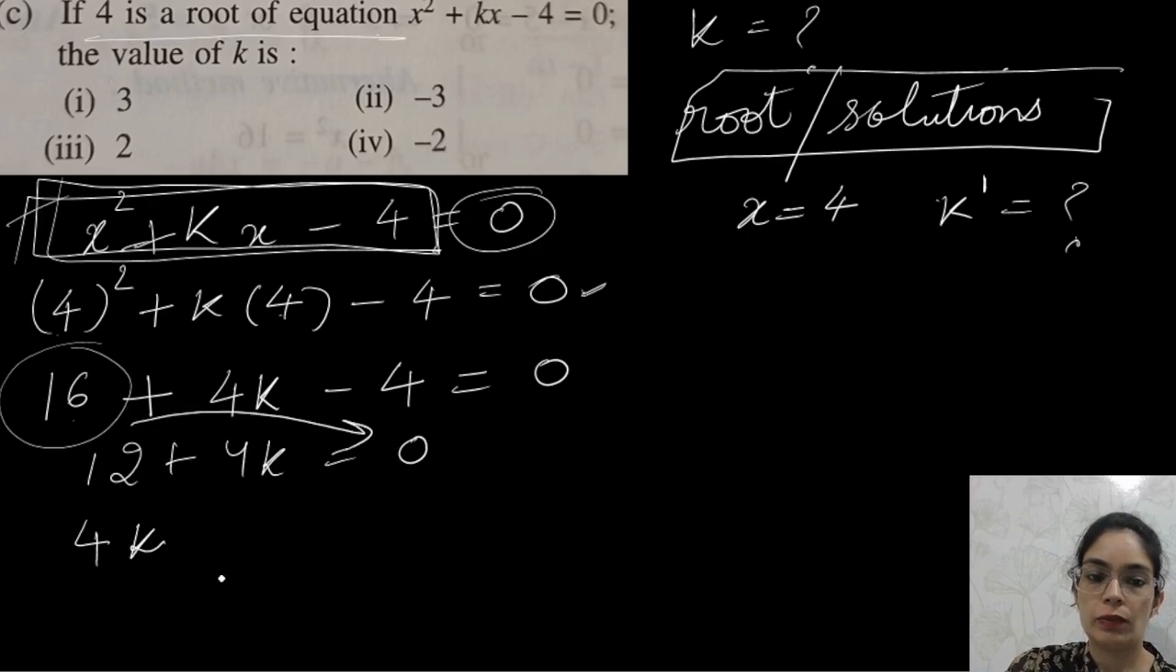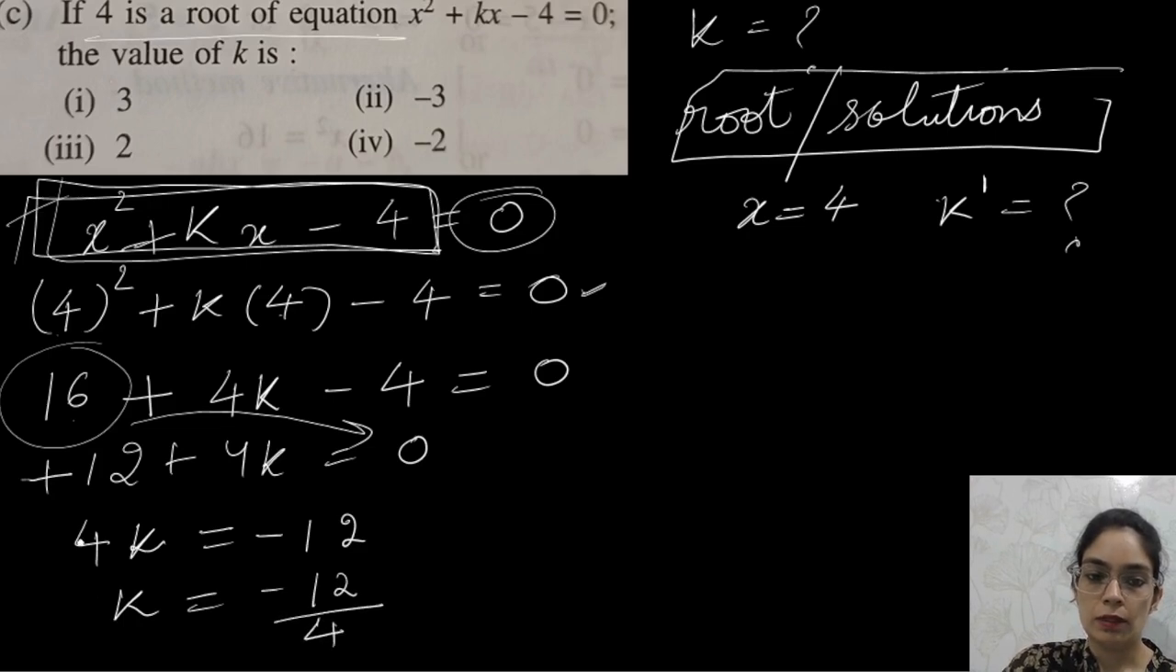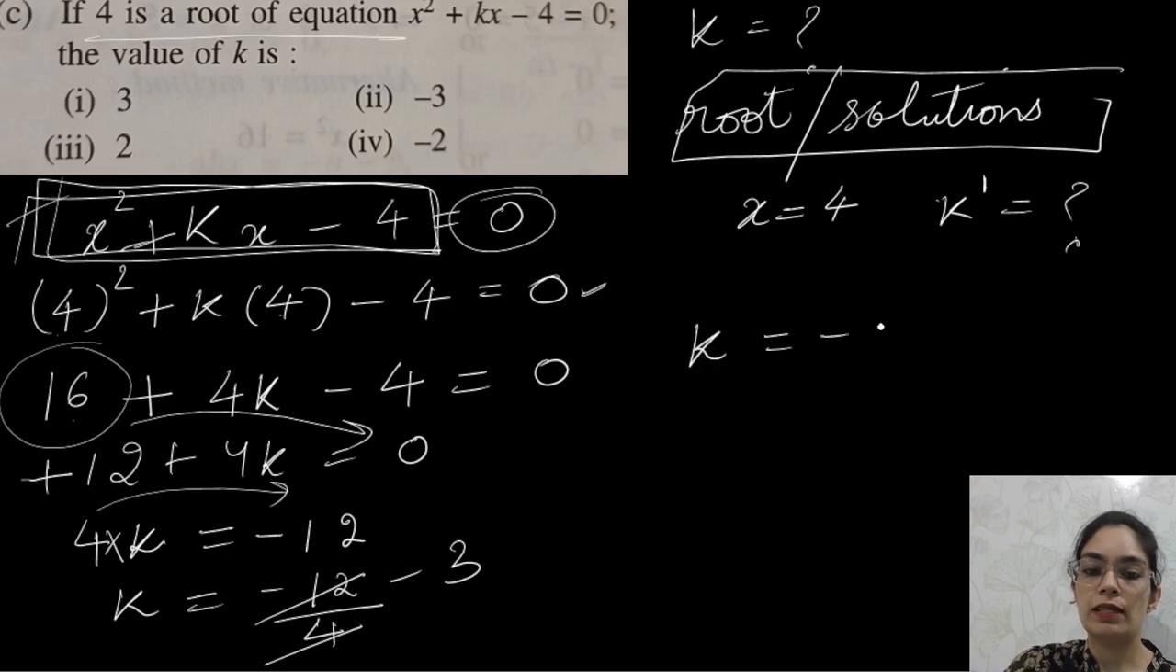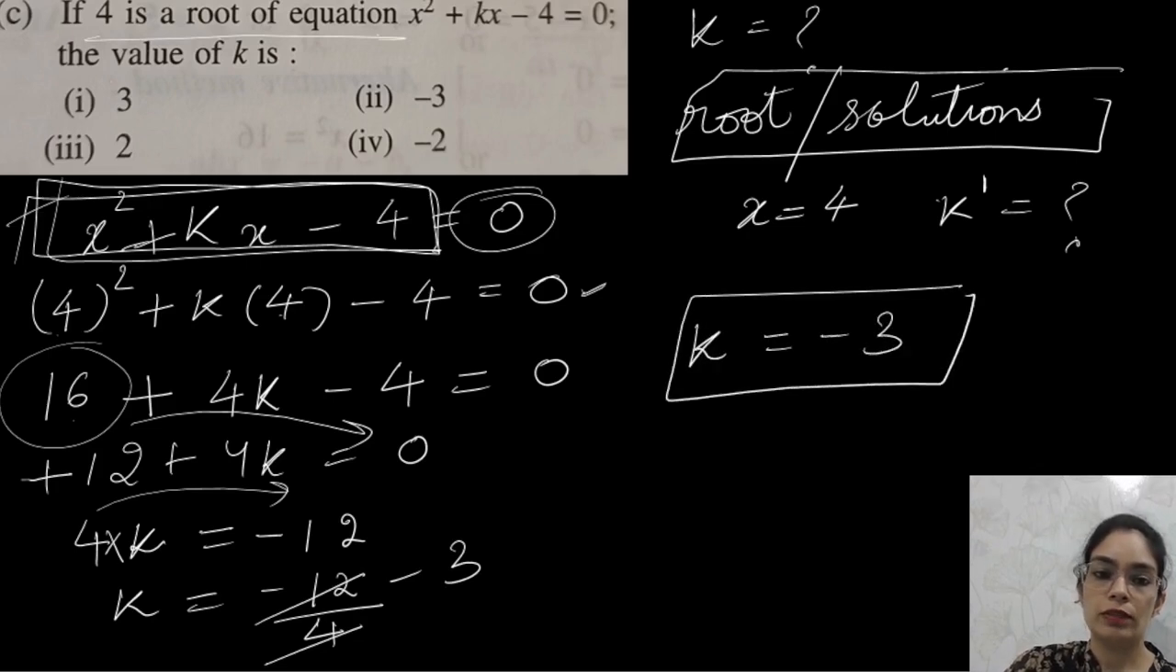So 12 I'll shift to the other side. This will become minus 12, because here it's positive 12. So k's value I'll get is minus 12 by 4, because 4 here is getting multiplied. So when I shift 4 to the other side, it will get divided. So minus 12 divided by 4, I'll get the answer as negative 3. So k's value is negative 3, which means option number 2 is the answer of this question.